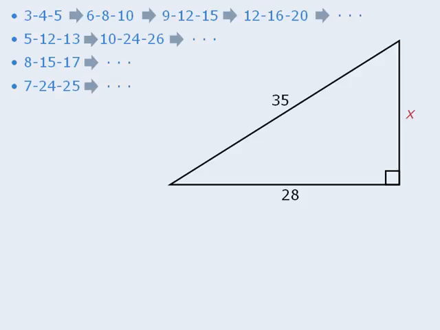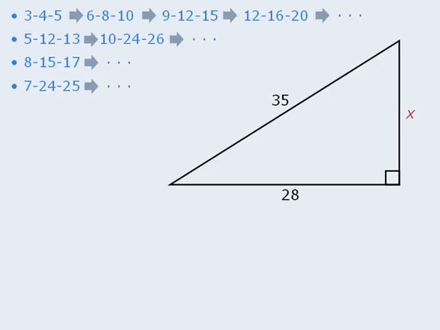Here we want to find the length of the missing side. Now we could apply the Pythagorean theorem here, but 28 and 35 are very large numbers to work with. Alternatively, we should be looking for multiples of Pythagorean triples.